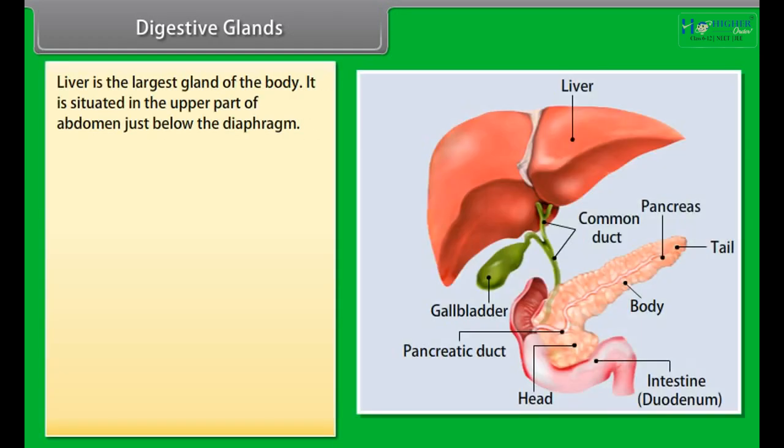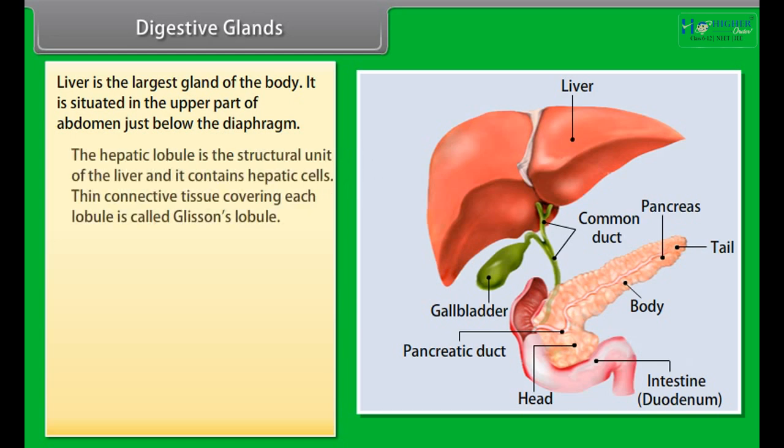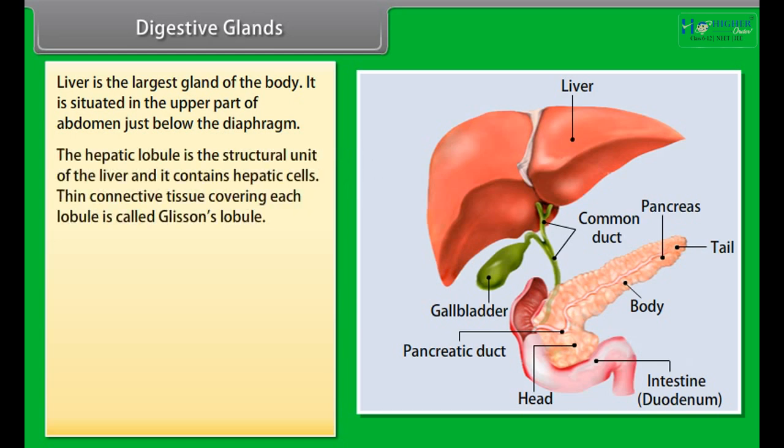Liver is the largest gland of the body. It is situated in the upper part of abdomen just below the diaphragm. The hepatic lobule is the structural unit of the liver and it contains hepatic cells. Thin connective tissue covering each lobule is called Glisson's capsule.